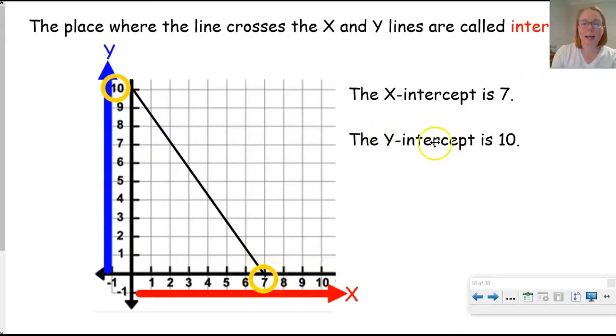Now for the y-intercept, we're going to come over and look, and let's again move this circle a little smidge. See where the line, the equation's line, is crossing the y-axis or the y line? Well, that's at number 10. So we say the x-intercept is 7 and the y-intercept is 10.